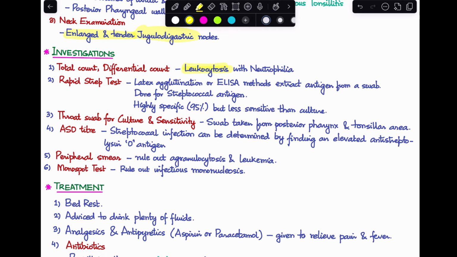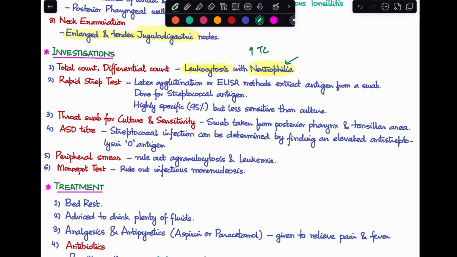This is an acute infection. So, we'll have neutrophilia happening over here. And if this was a chronic infection, you will be seeing lymphocytosis. So we'll have an increase in the total count where we see an increase in the neutrophils.